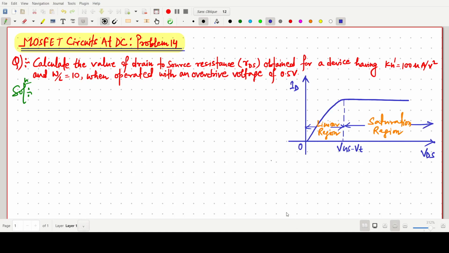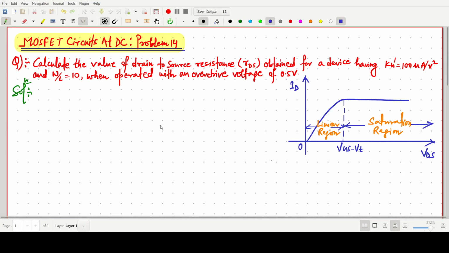Welcome everyone. In this video lecture, we will solve a problem from the MOSFET circuit at DC, from the book Microelectronics Circuits. The question is: calculate the value of drain to source resistance RDS obtained for a device having process transconductance parameter K'n of 100 microampere per volt square, aspect ratio W by L of 10, when operated with an overdrive voltage of 0.5 volt. So basically we have to find the value of RDS.